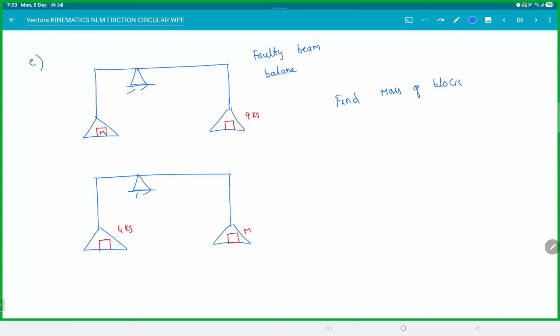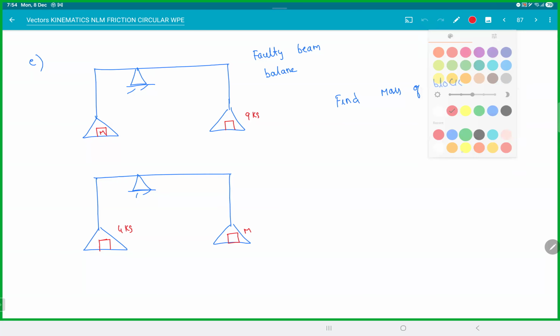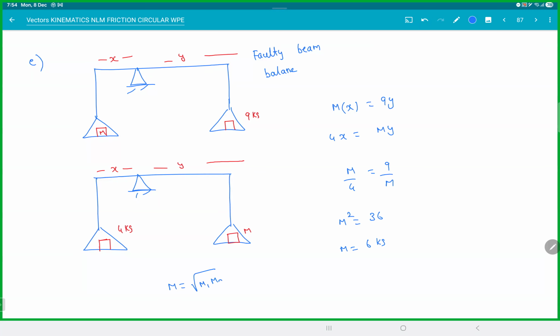This is based on torque. So let this distance be x and let this distance be y. Since the thing remains horizontal, the equilibrium must be the same. So this is m into x must be equal to 9 into y, and this is 4 into x must be equal to m into y. Divide them. M by 4 is equal to 9 by m. M square is 36. So this is root over m1 m2. That's your answer. It's a geometric mean. So if the thing gets balanced with m1 and m2, the actual mass will be root m1 m2.